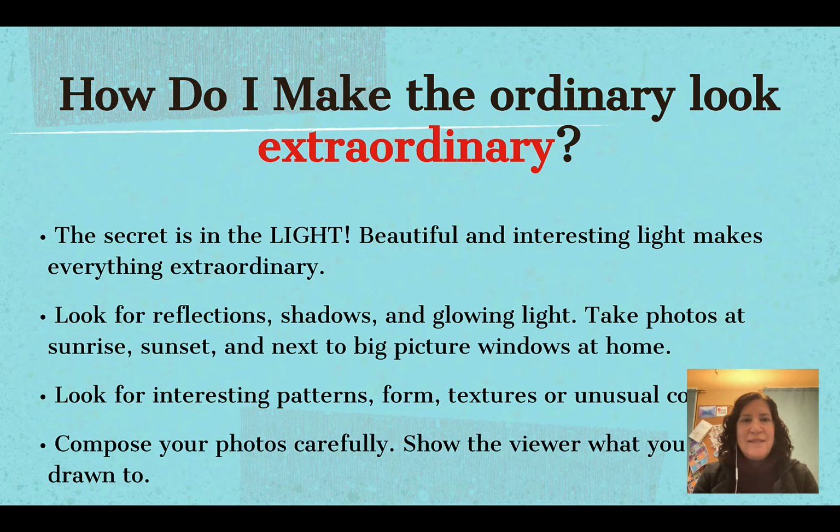So you might ask, how do I make the ordinary look extraordinary? The secret is light. Beautiful and interesting light makes everything extraordinary. Look for reflections. It's a rainy time of year. Notice those reflections in the pavement, on anything wet, even on your car. Notice shadows, notice glowing light. Take photos at sunrise, sunset, next to big picture windows at home. If it is stormy and then the sun comes out behind the clouds, that's oftentimes really amazing, beautiful, dramatic light. So pay attention to that.